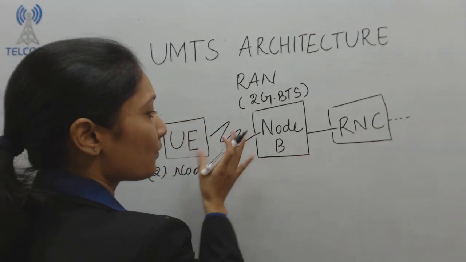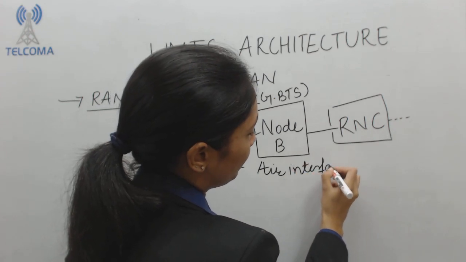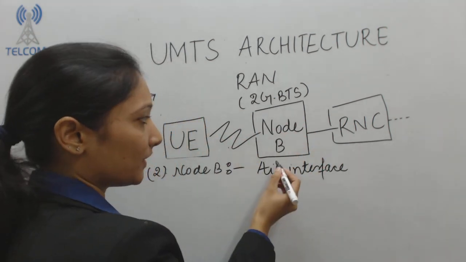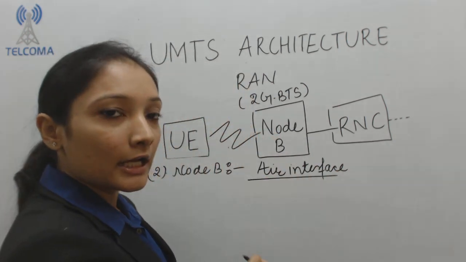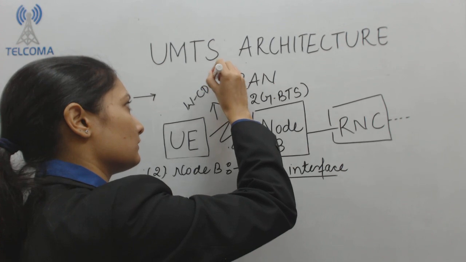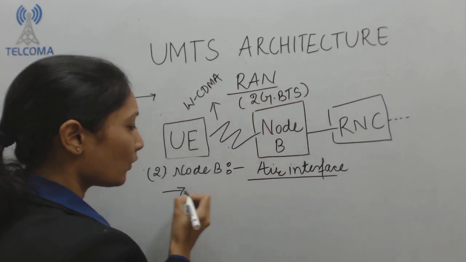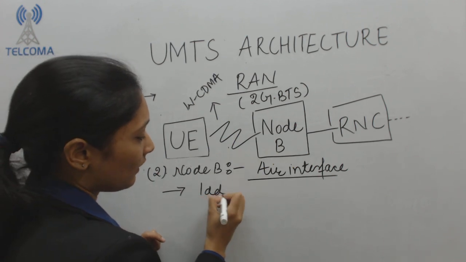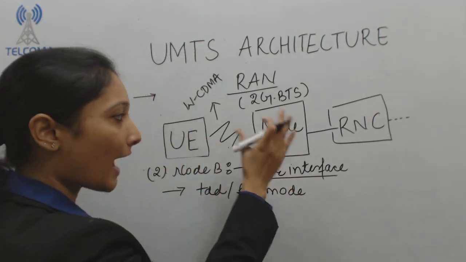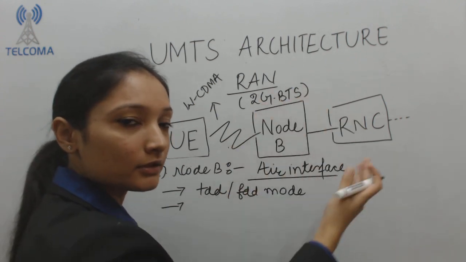So this node B is responsible for implementing the air interface between the user equipment and itself, that is the node B. That is, node B is responsible for the processing of air interface. Now we know that in this portion, our access technology, that is WCDMA, is implemented. So that means our node B is responsible for implementing either of the UMTS modes, whether TDD mode or FDD mode. And this is responsible for helping the user equipment to communicate in the cell and to the further network.